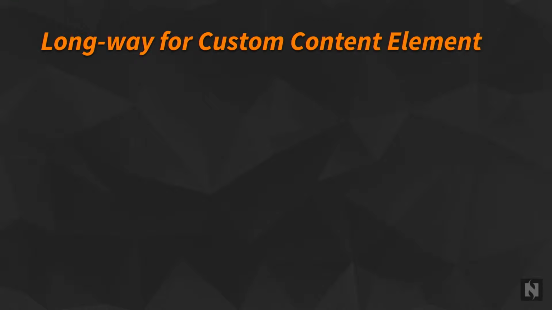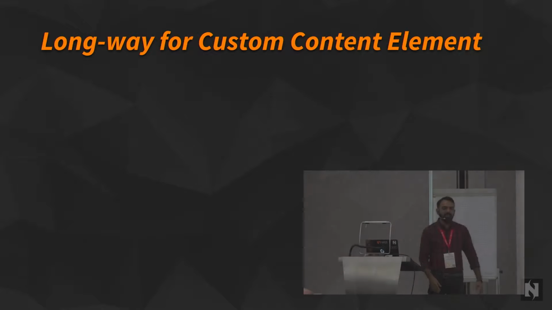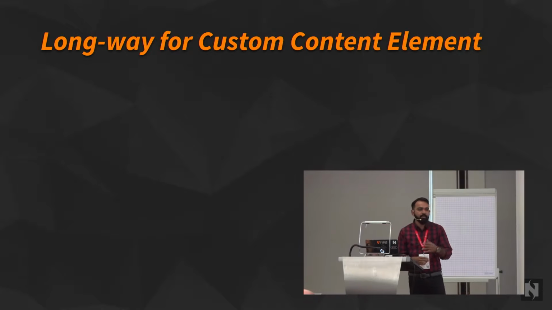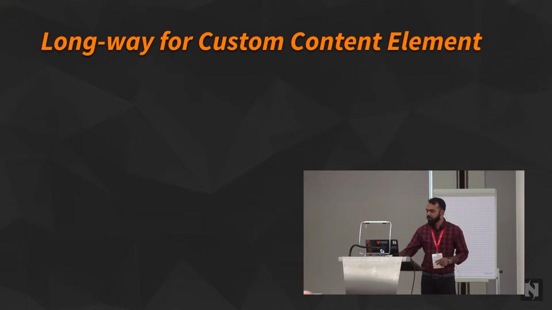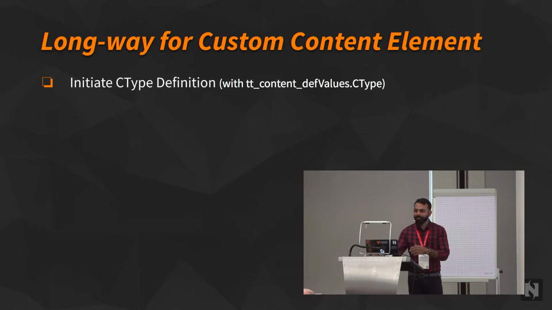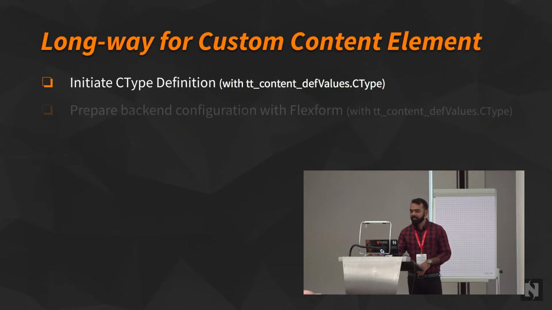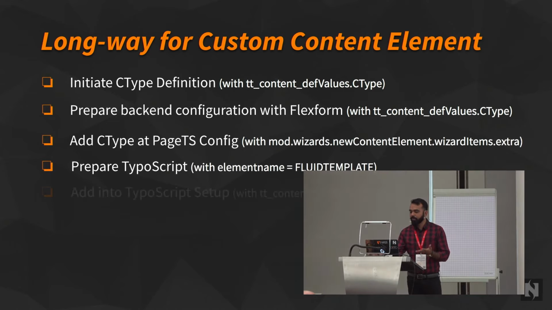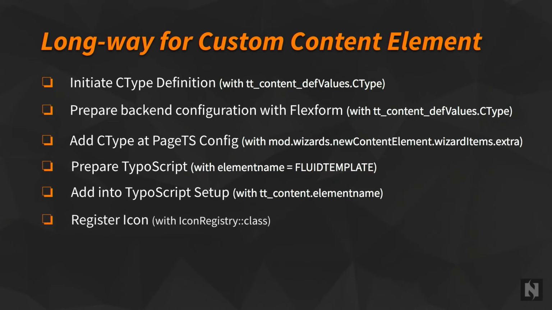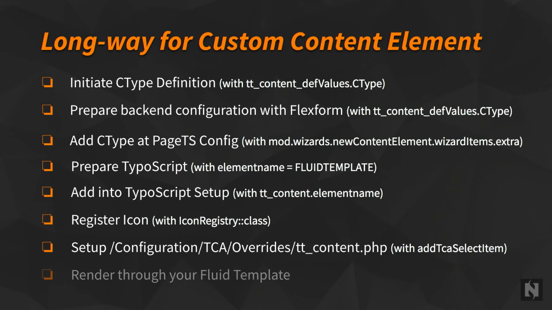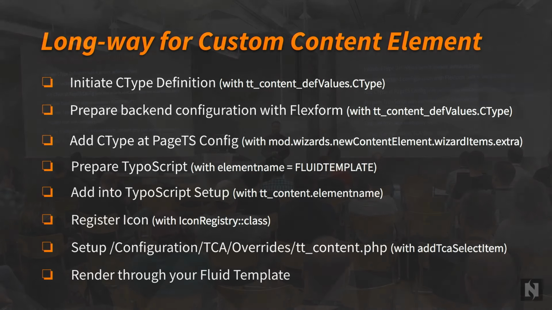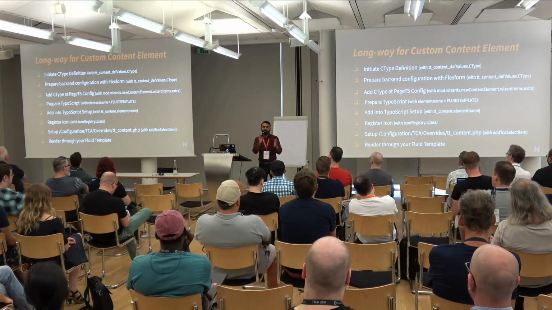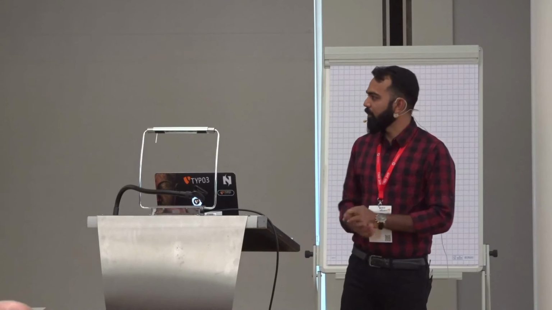Now imagine you want to create a custom element, then how many steps are there? If you are following the TYPO3 core, I'm not talking about third-party extensions like Mask or some other extension. I'm just quickly going through that because you already know it. Okay, initiate the CType definition, prepare backend configuration with FlexForm, page TSconfig, TypoScript preparation, add TypoScript setup, register icon, set up your TCA, and render through the Fluid template. Almost 7 to 8 steps need to be followed if you want to create a custom element. Right, so it's a long thing.